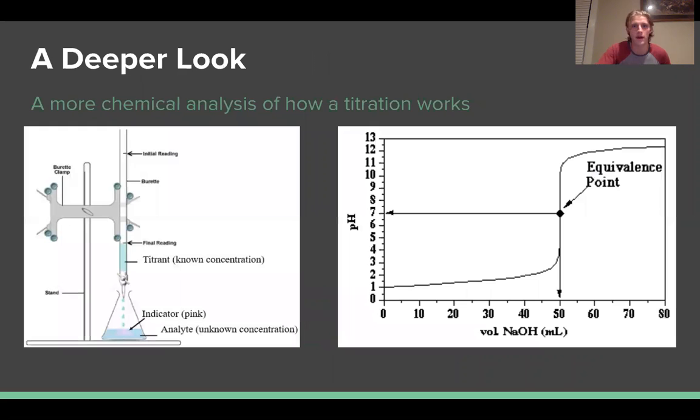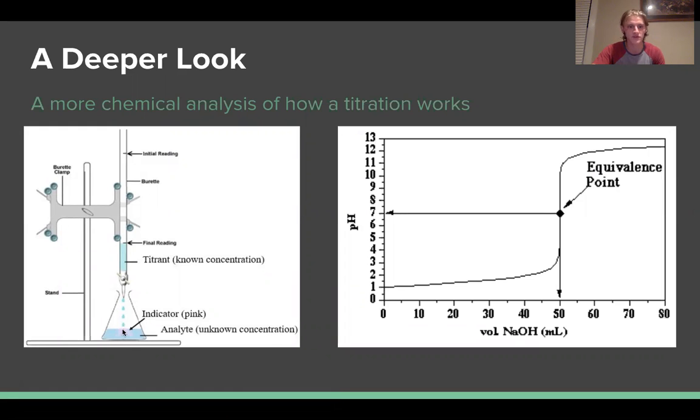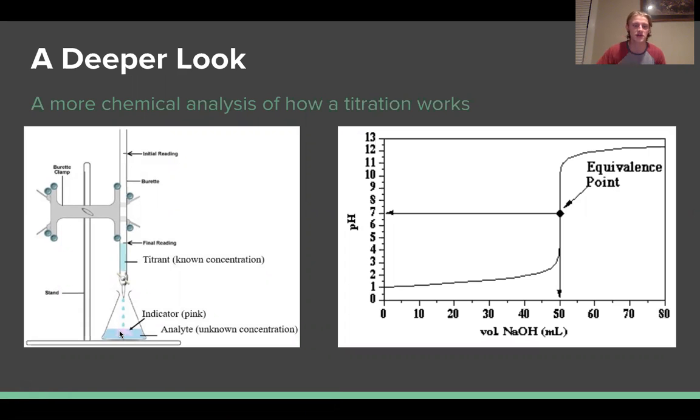A deeper look at how the titration works. So we can see our setup here. We have a flask with our analyte, which is the unknown solution, and we know the volume of this. We have an indicator, in this case in a stoichiometric titration, which will turn pink once the reaction goes to completion. On our stand, we have a burette, which is filled with the titrant, of which we know the concentration.